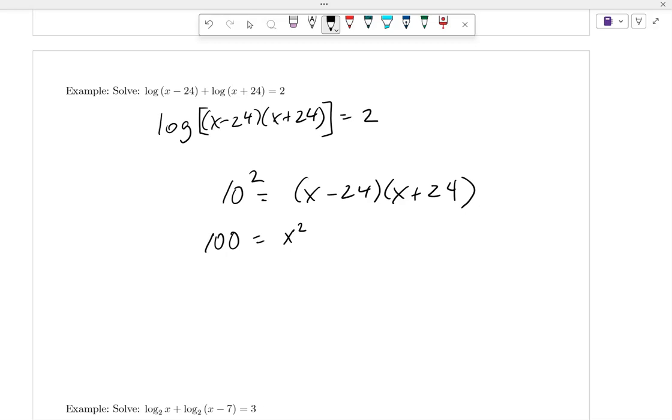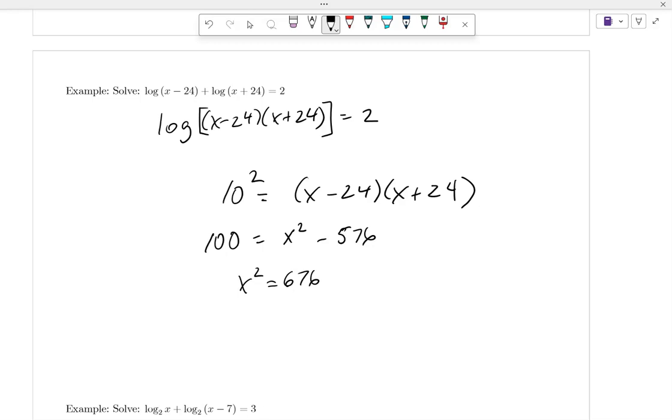Yep, and then it's whatever 24 times 24 is, right? So you get 576. And now this looks like a problem we did earlier, doesn't it? I can add, you can do it a couple of ways. I'll add the 576 to the other side to get 676.